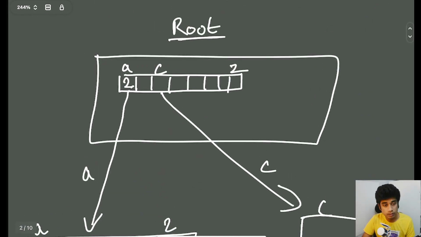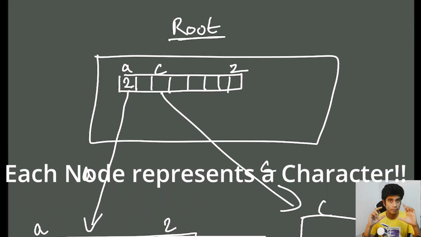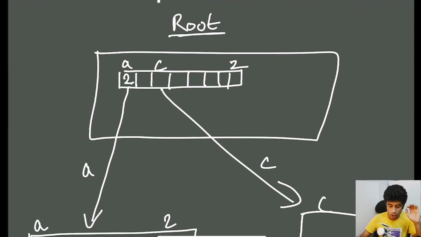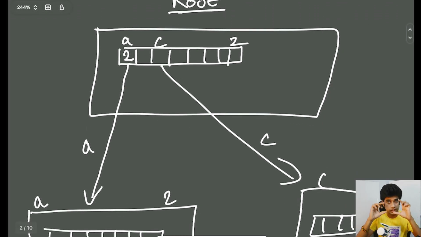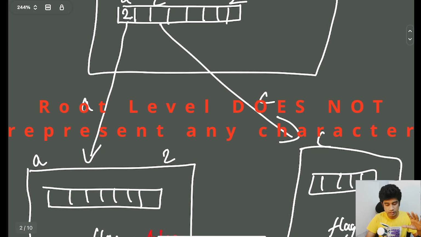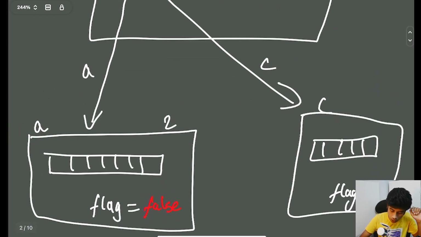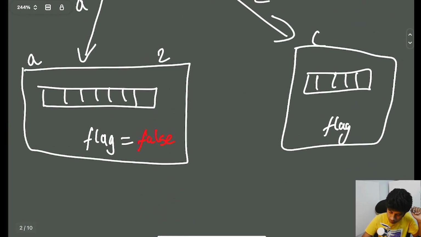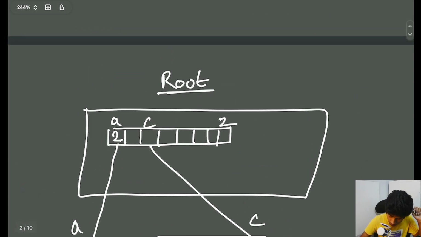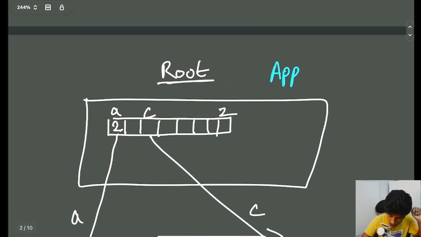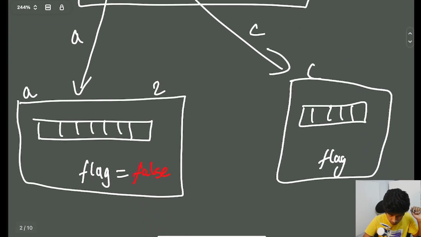So at root level, I don't have any character. Like I said, don't forget that each node represents a character. Now at each node, you have pointers or object references to the next characters. So at root level, it's not representing any character. Now, if I have the word apple, so how is that stored? So I'll first take A and I'll store it like this.